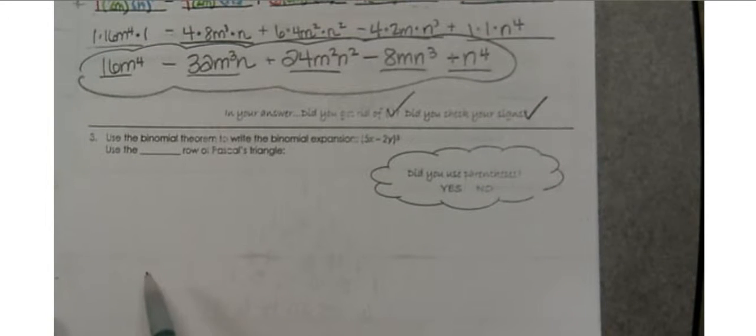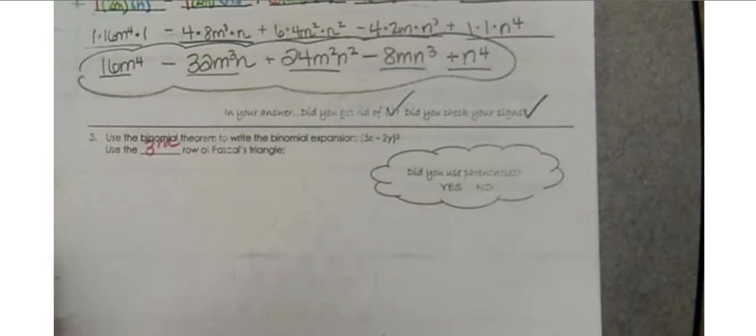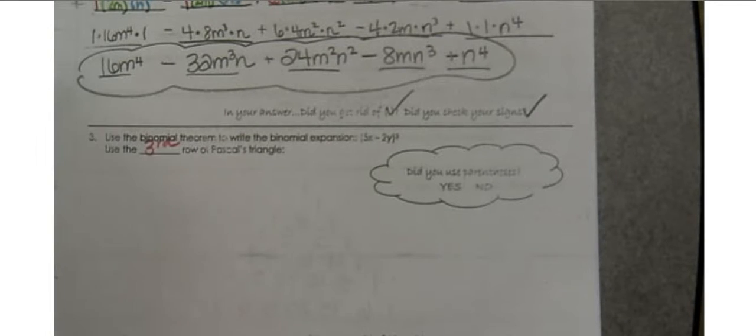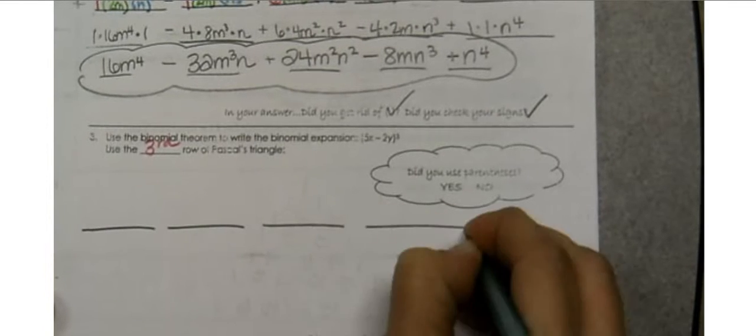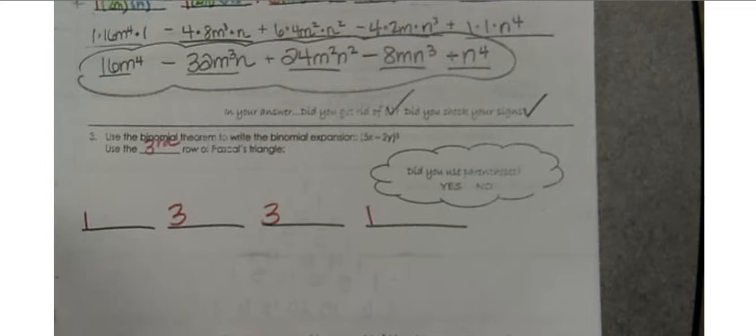So let's look at example 3. Let's try this one. We have 5x minus 2y cubed. So we'll use the third row of Pascal's triangle. The third row, if we look, has 1, 2, 3, 4 entries. Those coefficients will be 1, 3, 3, and 1.